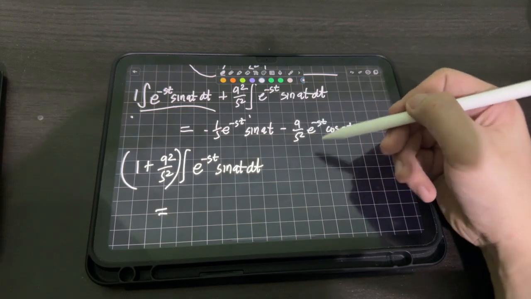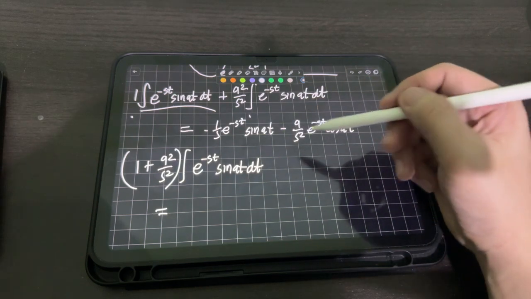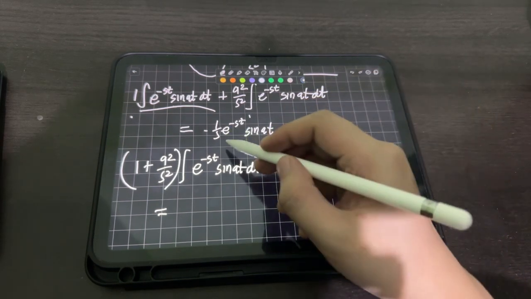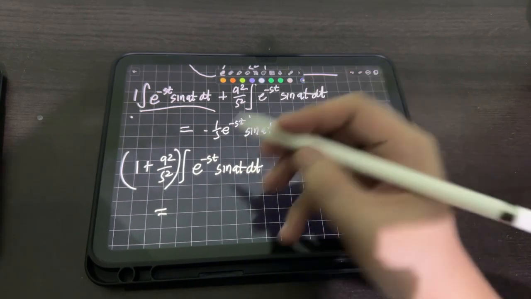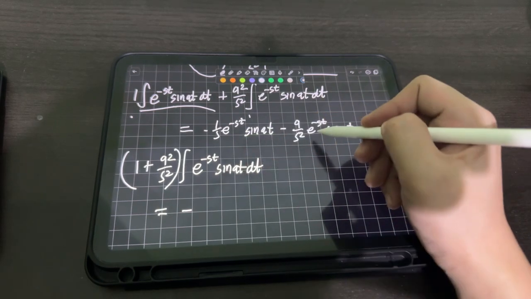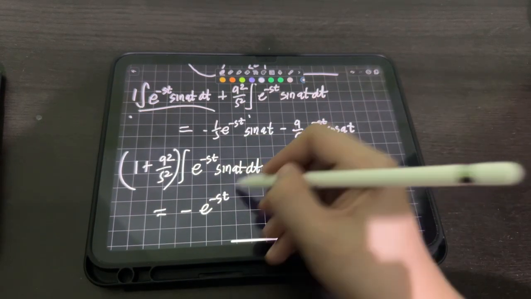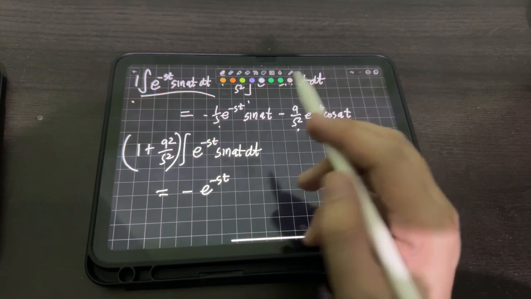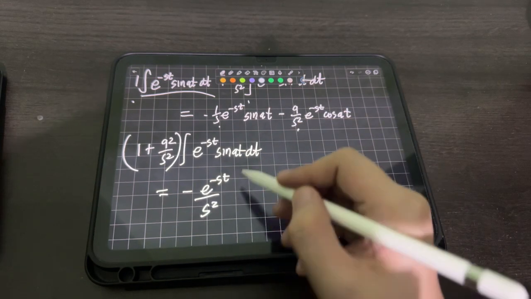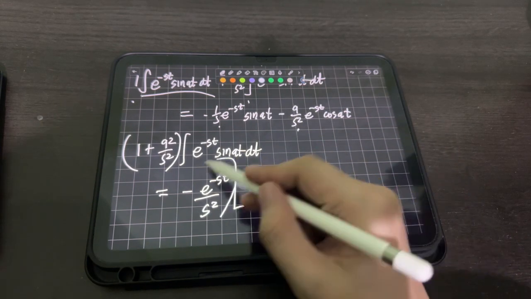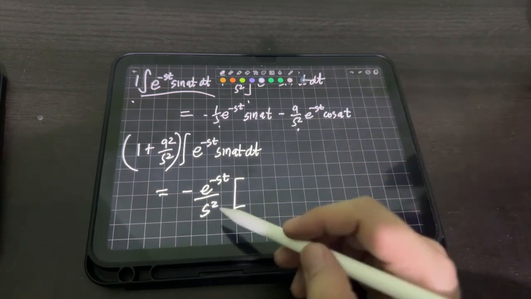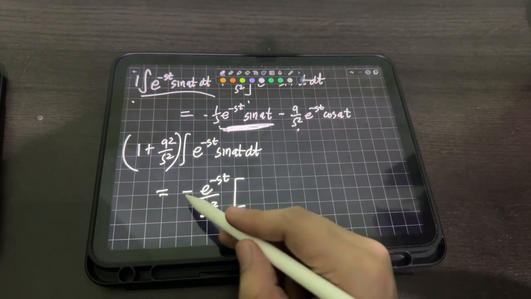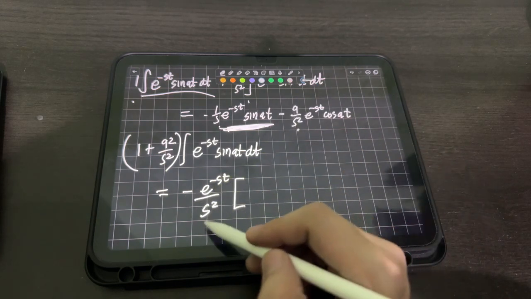Let's just factor out the common monomial factor here, which is the negative sign, and then e to the negative st. For the s and s squared, let's just factor out the s squared. Okay. So if this is the common monomial factor that we have, what will be the remaining term here? So you factor out negative e to the negative st over s squared.